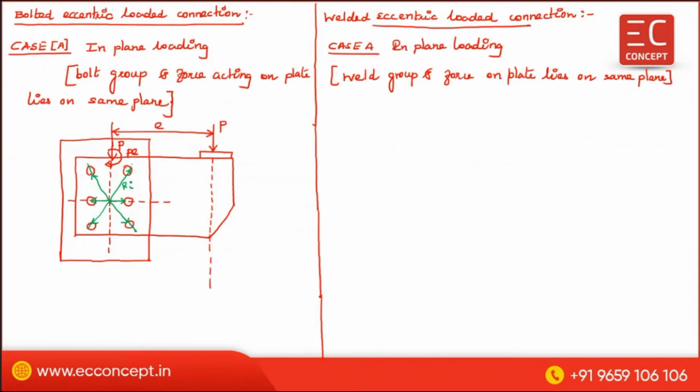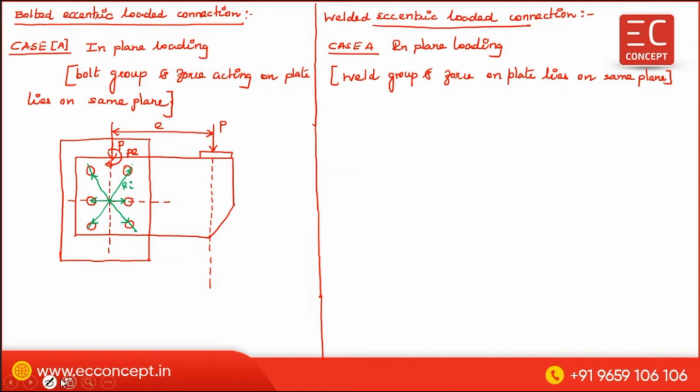Okay, now here, this is the bolt group. The bolt group lies on a plane and the force also lies on the same plane. So in that cover plate, the bolt group and load both lie on the same plane. Now, because of this load, what will happen? This bolt group gets twisted, not bent. Now, what is the resistant force which is developed?